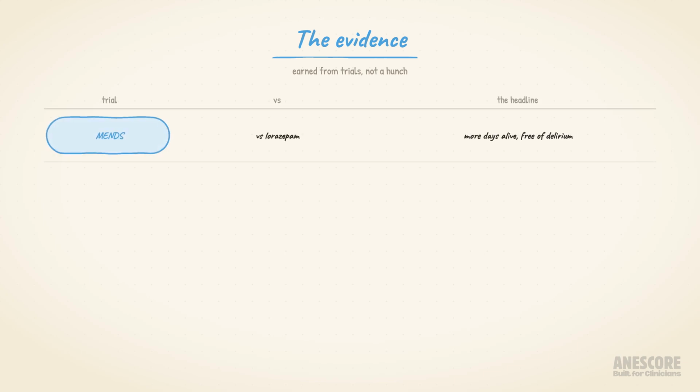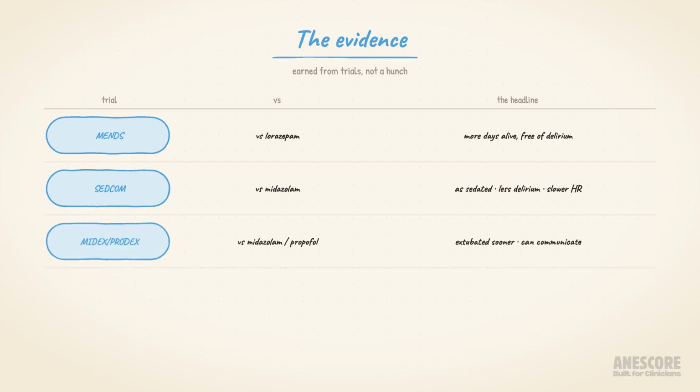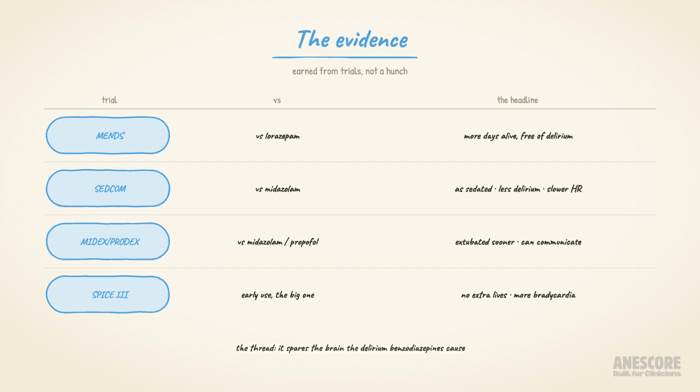That advice isn't a hunch. It's earned from trials. MENDS compared dexmedetomidine with lorazepam and found more days alive and free of delirium. SEDCOM put it against midazolam, just as sedated, but less delirium, at the cost of a slower heart. MIDEX and PRODEX showed dexmedetomidine sedates as well as midazolam or propofol while getting patients off the ventilator sooner and able to communicate. And SPICE 3, the big one, found that using it early didn't save more lives outright and brought more slow heartbeats. The thread: it isn't magic, but it spares the brain the delirium that benzodiazepines cause.